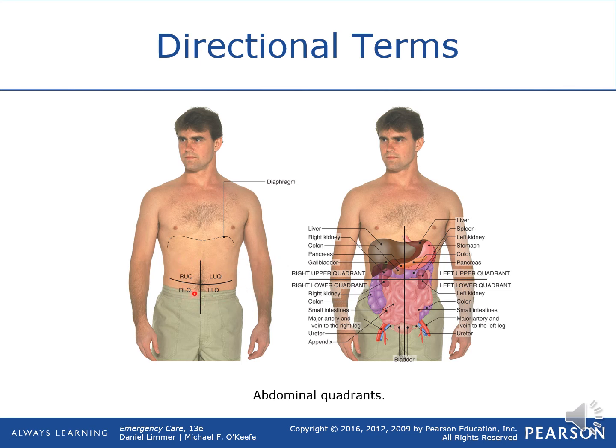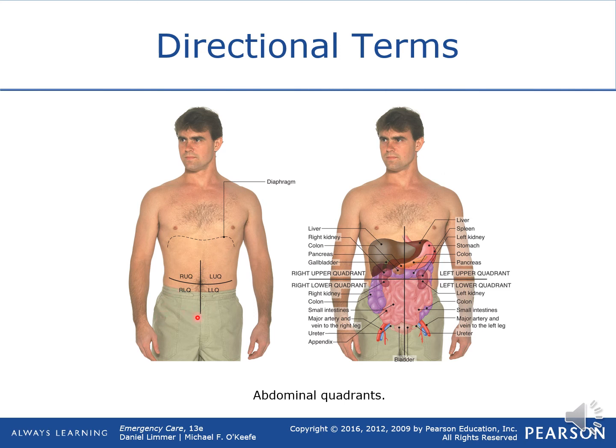So right here would be your right upper quadrant, RUQ. Right here would be your right lower quadrant, RLQ. Over here would be your left lower quadrant, LLQ. And right here would be your left upper quadrant, LUQ. So those are our different quadrants.